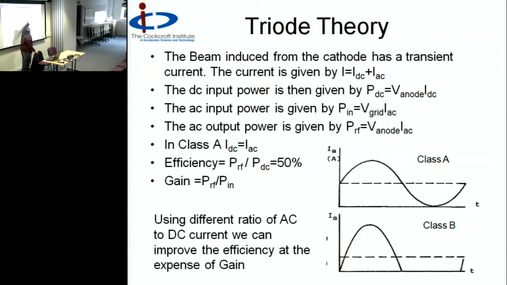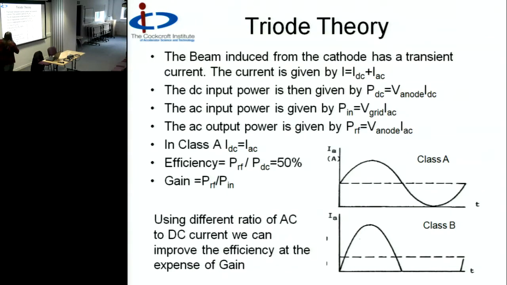The grid voltage is much smaller than the anode voltage because of the small gap. Your AC output power is given by V anode times IAC. So you can see here, if IAC and IDC are about the same, and these two are orders of magnitude different because you've got a small gap, you get a lot of gain. Your gain here is V anode over V grid. So in class A, we set it so that IDC equals IAC. You can choose different ones, but class A is where IDC equals IAC.